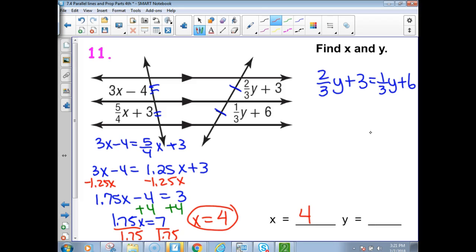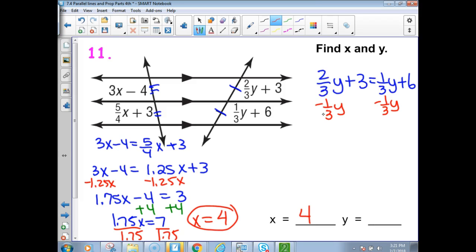All right, what can I do? Any ideas? I know you guys don't like fractions, but we're going to deal with it. We're not going to change the decimals. You got to get something on the y's on one side, right? And it's convenient that this is 2/3 and this is 1/3. So if we take away a third y, it's not that big a deal.